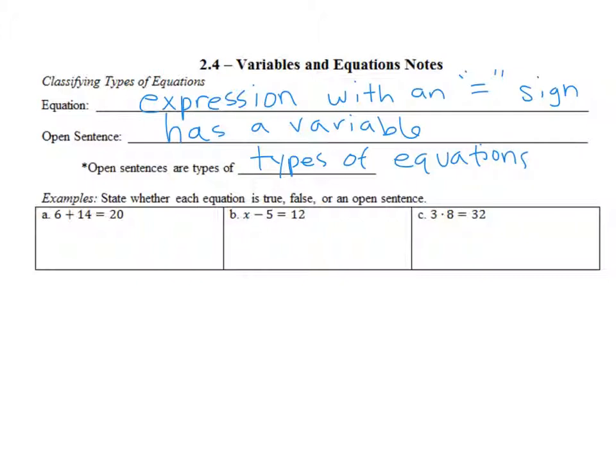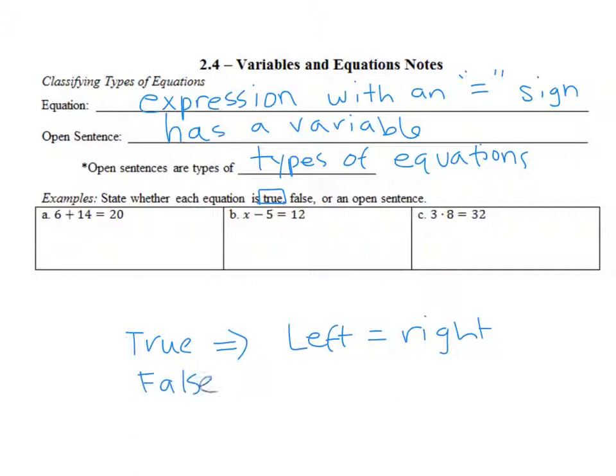So, for example, state whether each equation is true. If it's true, it means the left-hand side equals the right-hand side. If it's false, it means the left-hand side does not equal the right-hand side. And if it's open, it means it has a variable in it.